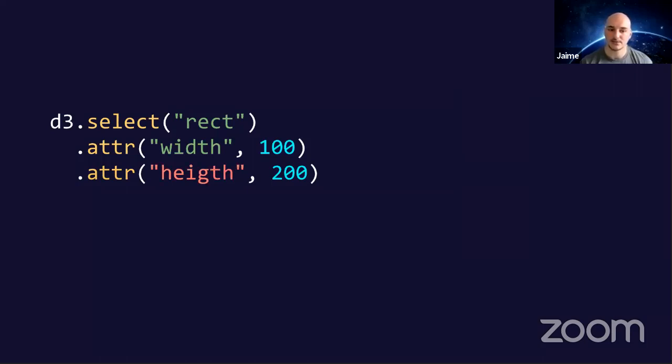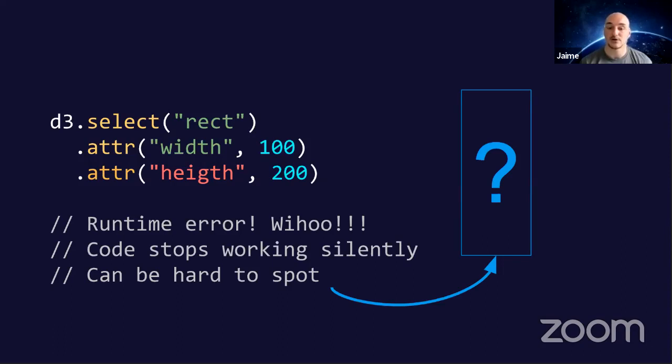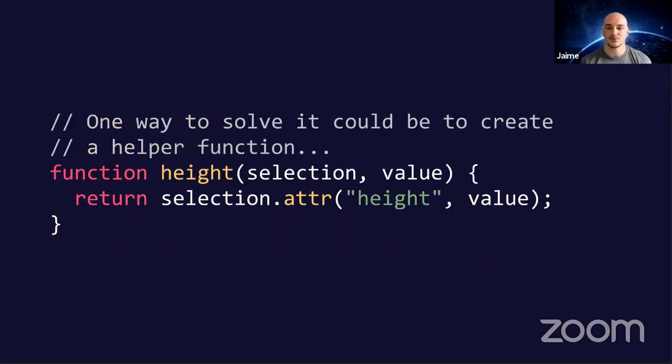A common mistake would be to just misspell this. And when this happens, you get a runtime error. And then the code stops working silently, and it can be hard to spot. It can reach production. A way to solve this could be to create a helper function.